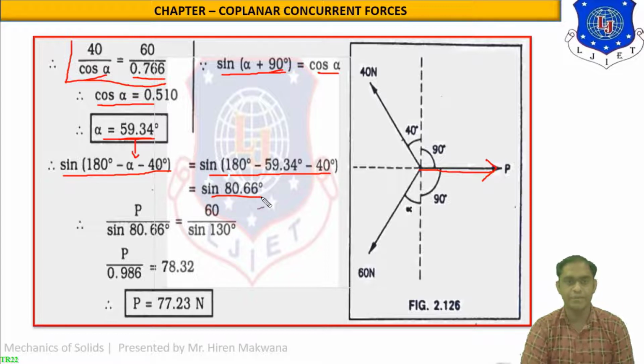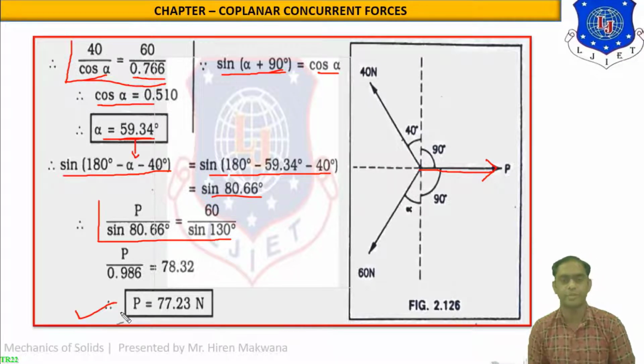So it is sine 80.66. Now the value of the first term will become P upon sine 80.66, and the second term is 60 upon sine 130, by replacing all the values. So just compare, cross multiply, and you will find the answer of P as 77.23 Newton.